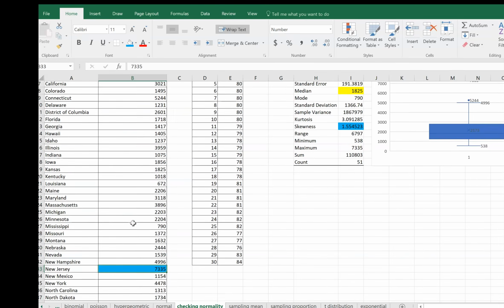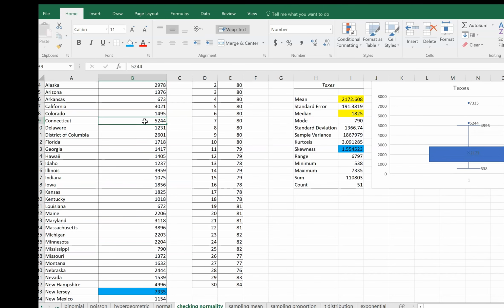This is why you put your data in order, so you're not scrambling looking for the two highest tax brackets based on median home values. Connecticut and New Jersey seem to be the outliers. We could, again, cut them out, redo the analysis without them, and see if we have a normal set, and we just say our distribution is normal based on all states but Connecticut and New Jersey.